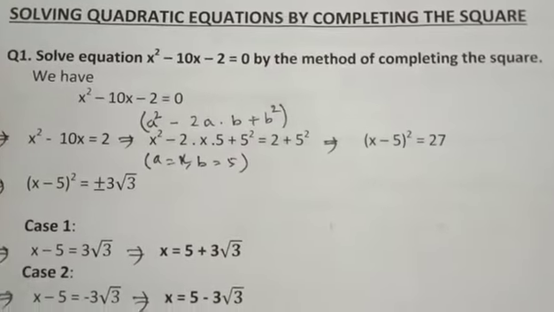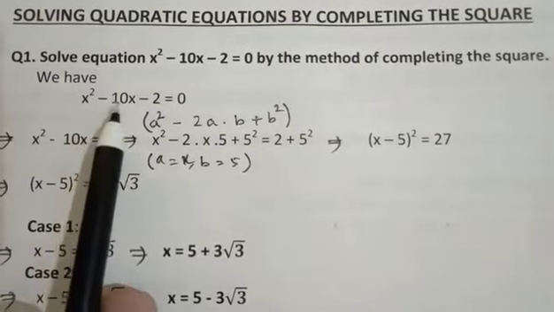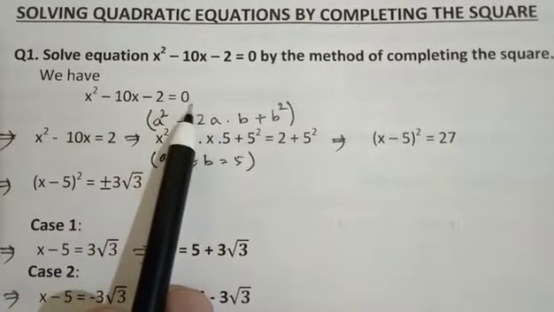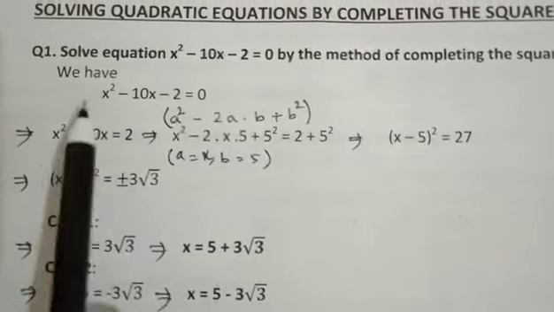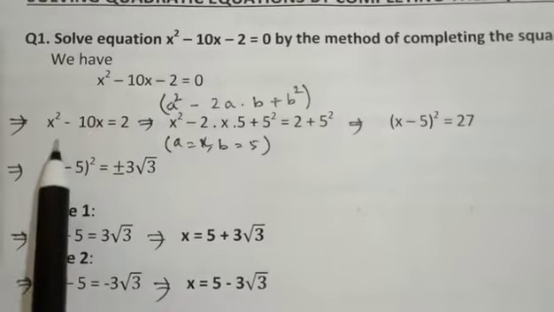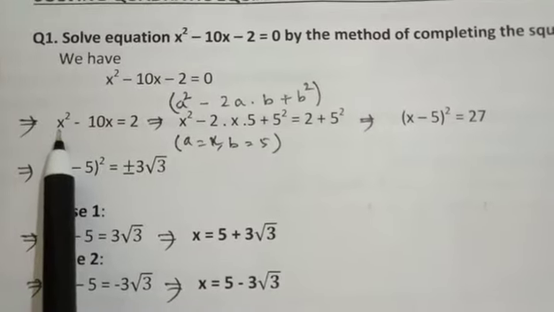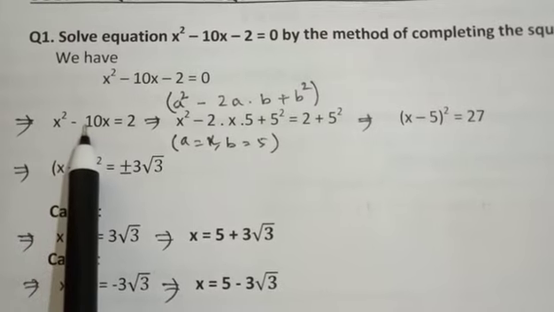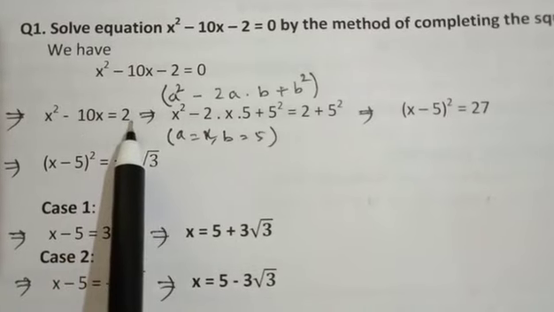Now in this question, x square minus 10x minus 2 equal to 0. The first term is a complete square. It is the square of x. So look at the step here. What I have done here, I have written x square minus 10x, and the constant term minus 2 has been taken to the right hand side.